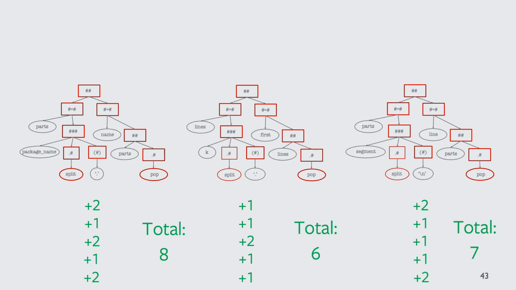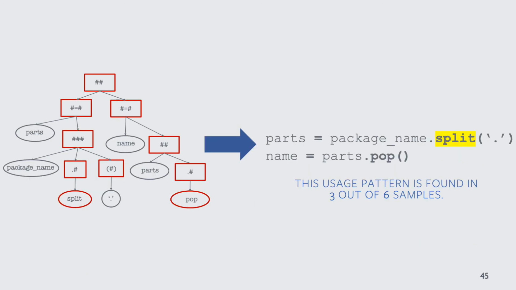We then add up the points to determine which parse tree has the most representative filler. In this case, we find that the first parse tree has the highest score. We will use this parse tree to complete the usage example. Now, an in-order traversal of this tree creates a complete code snippet.